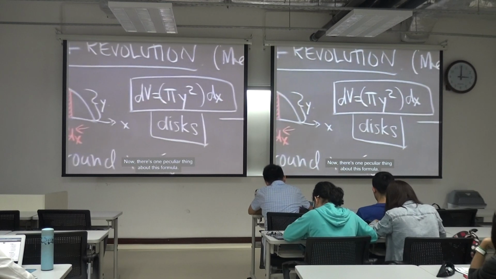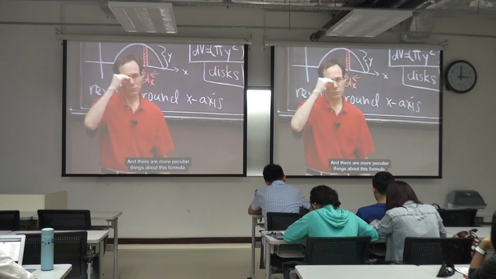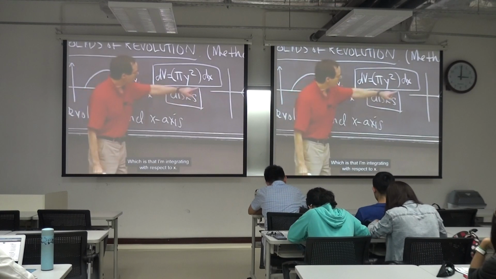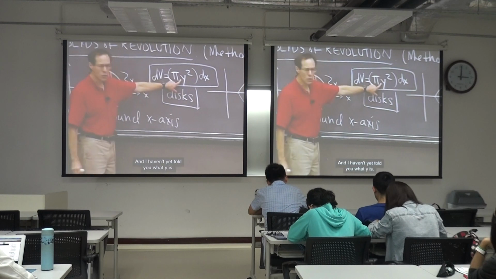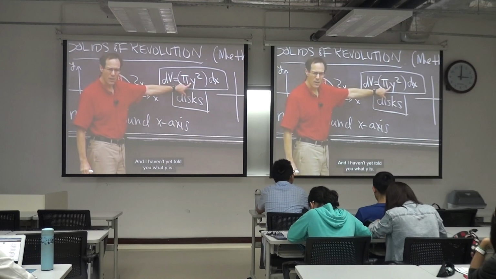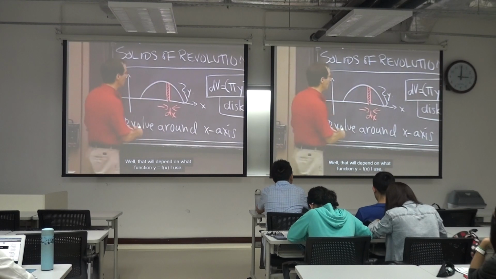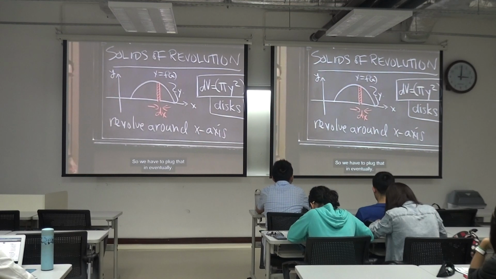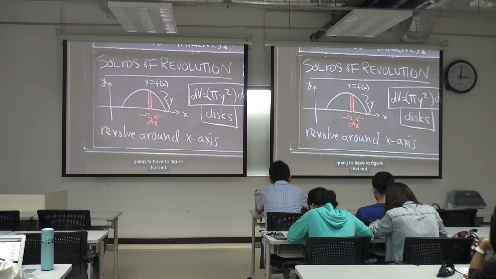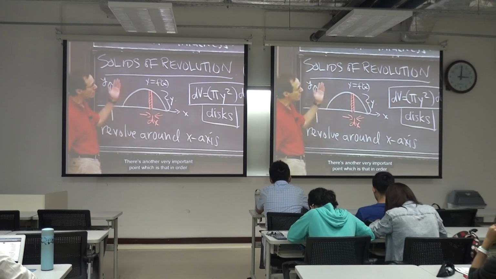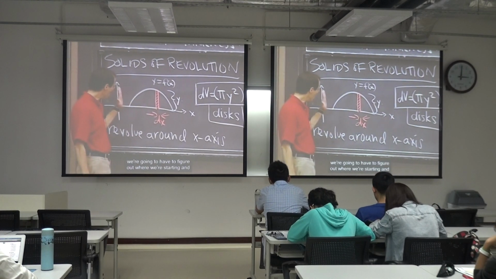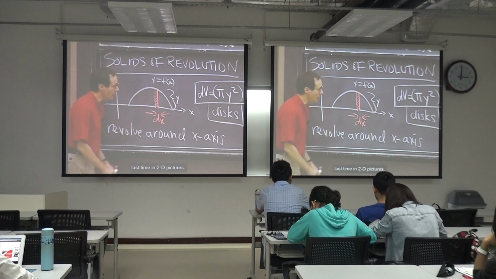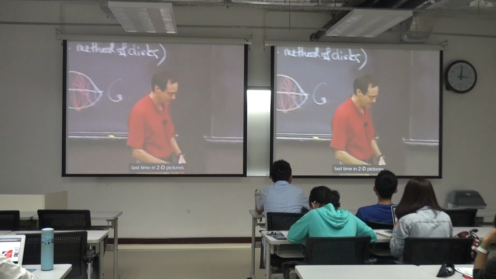Now there's one peculiar thing about this formula that you should notice immediately, which is that I'm integrating with respect to x, and I haven't yet told you what y is. Well, that will depend on what function y equals f of x I use. So we have to plug that in eventually. If we're actually going to calculate something, we're going to have to figure that out. There's another very important point, which is that in order to get a definite integral, we're going to have to figure out where we're starting and where we're ending the picture, which is something we dealt with last time in 2D pictures.